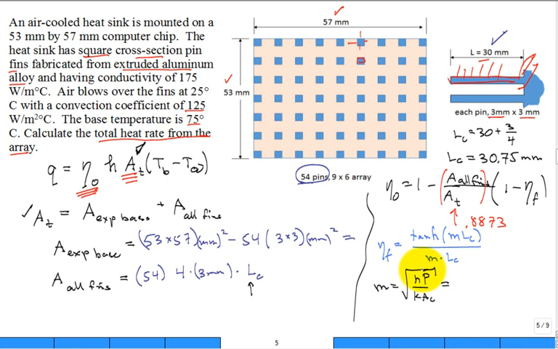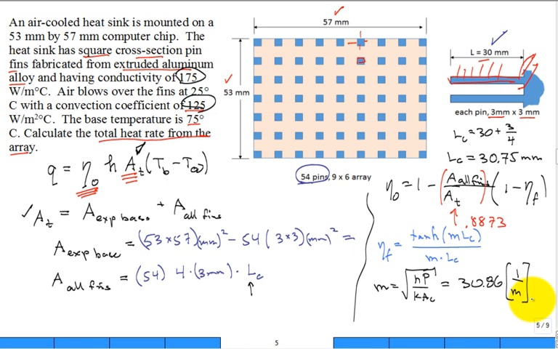I know there's a lot of theory and we worked that out before, but you don't want to have to go back to the governing differential equation every time you solve a problem. You'd like to say, okay, I'll pick it up from here. We put in our value of H, which was 125, and then our perimeter, 12 millimeters, divided by K, thermal conductivity, 175, divided by our cross-sectional area, 3 times 3, so 9 millimeters squared. You pick up that parameter M is 30.861 per meter.